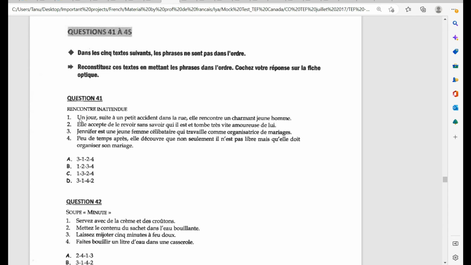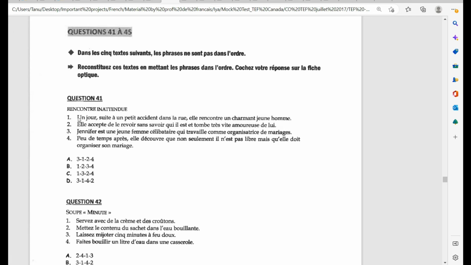Jennifer is a young woman who is single and works as an organizer of marriages. One day after an accident on a road, she met a charming young man and she accepted to see him again without even knowing who he is, and fell in love with him very quickly. I think the rearrangement of the first 3 statements that we have just done makes sense. So 3, 1 and 2.